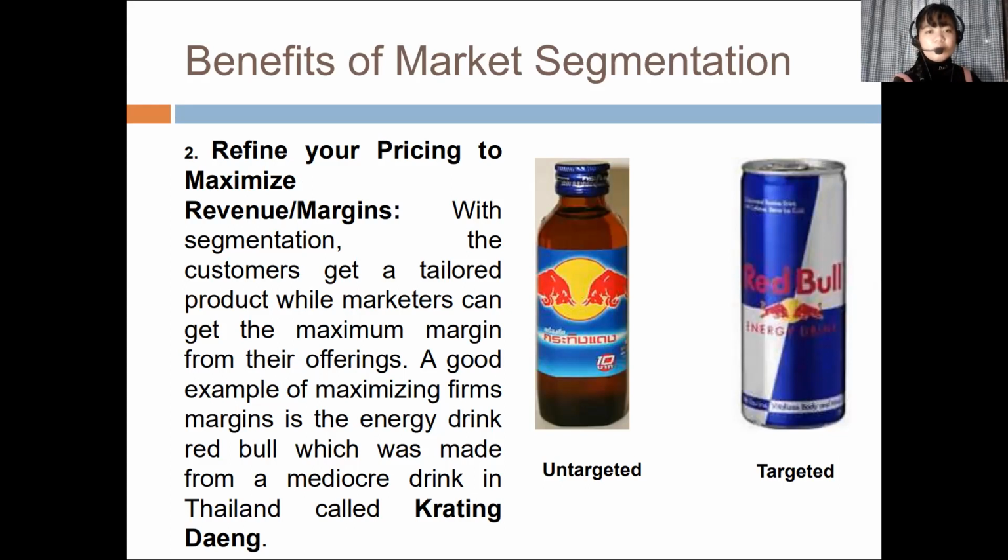So a tailored product can get the maximum margin from their offerings. Why? Another example that maximizes revenue because you only have one target market.